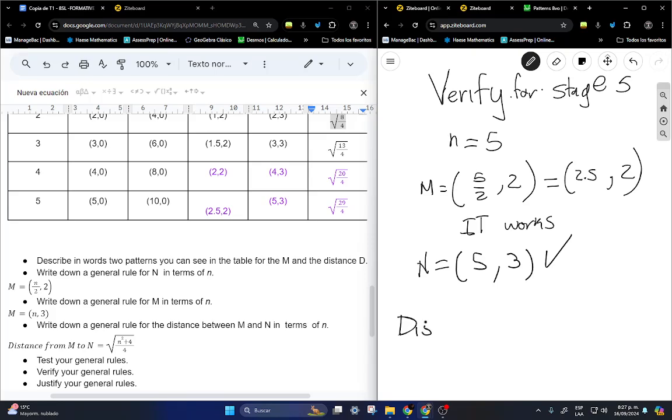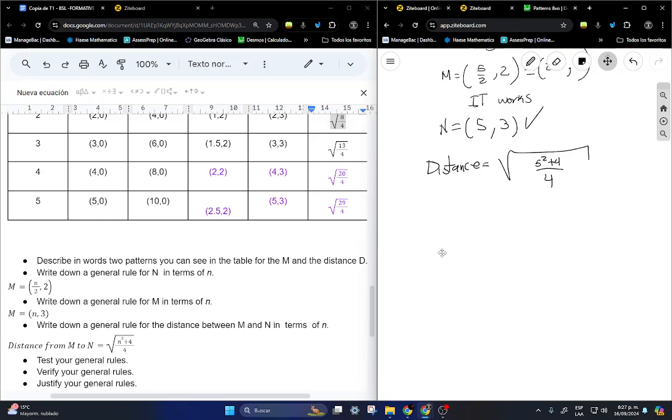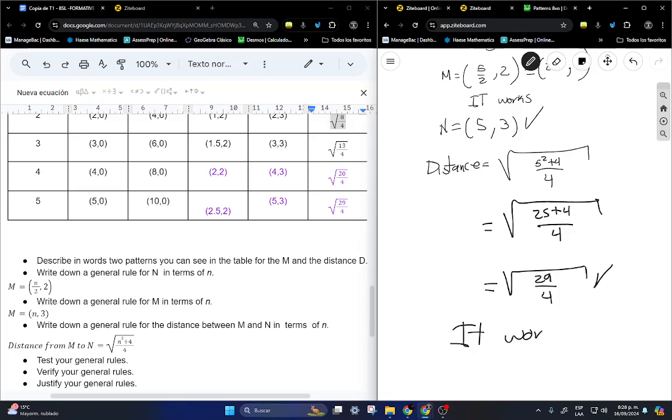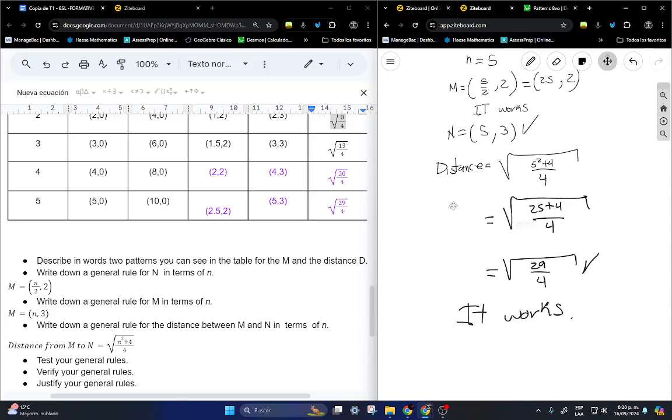And for the distance, it's a little bit longer. This is n squared plus 4 over 4 and the square root of that. But remember, we're verifying for stage 5. So this becomes 5 to the power of 2 plus 4 over 4. And 5 to the power of 2 is 25, plus 4 over 4. And that is 29 over 4. So again, it works. Look. Okay, that's test and verify.